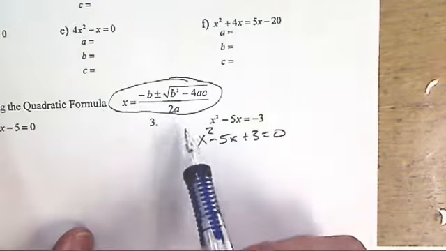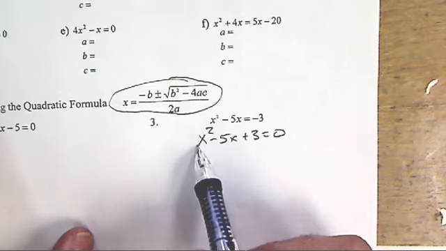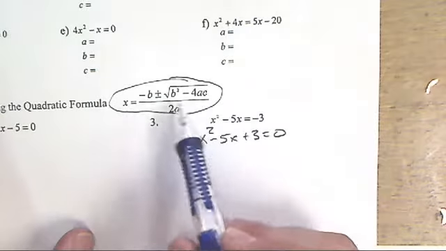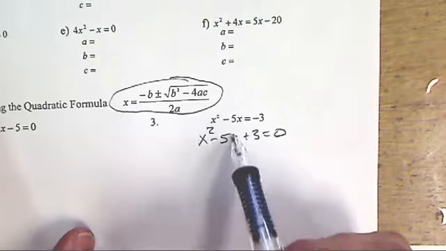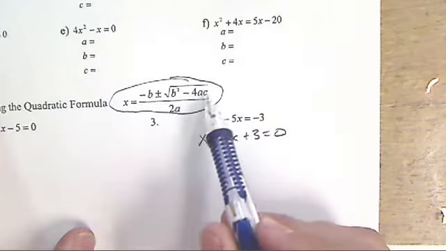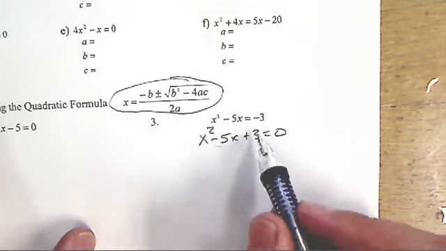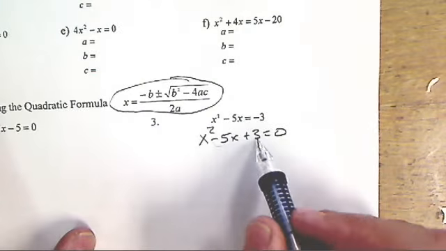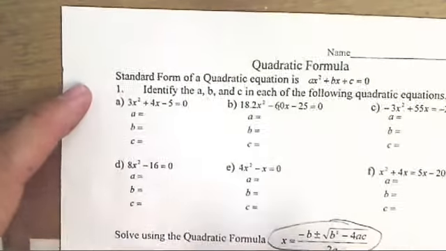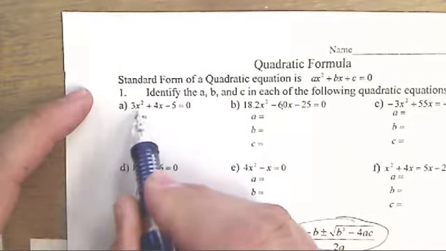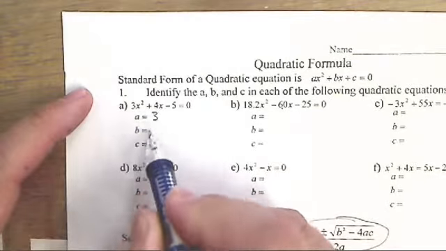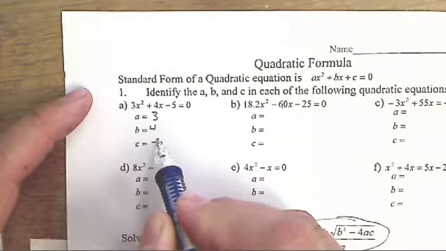Well, the a is just the number that's in front of the x squared, so in this case it's a 1. The b is the number that's in front of the x, so that's a -5. And the c is the number that's all by itself, so that's the 3. So let's practice finding a couple real quick. So there's my a, there's my b, there's my c.